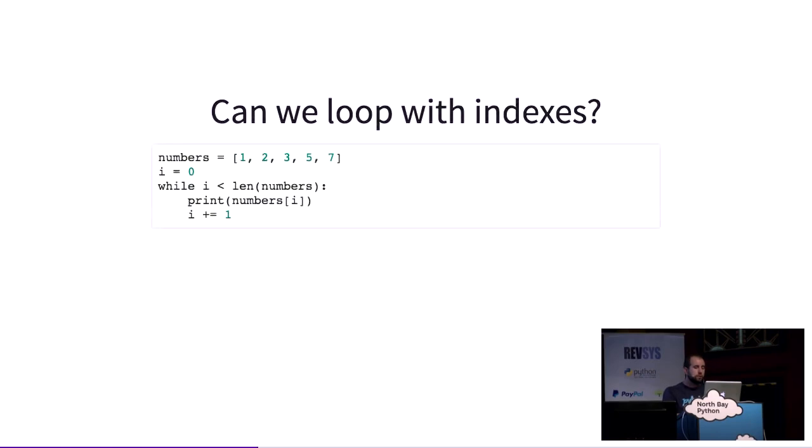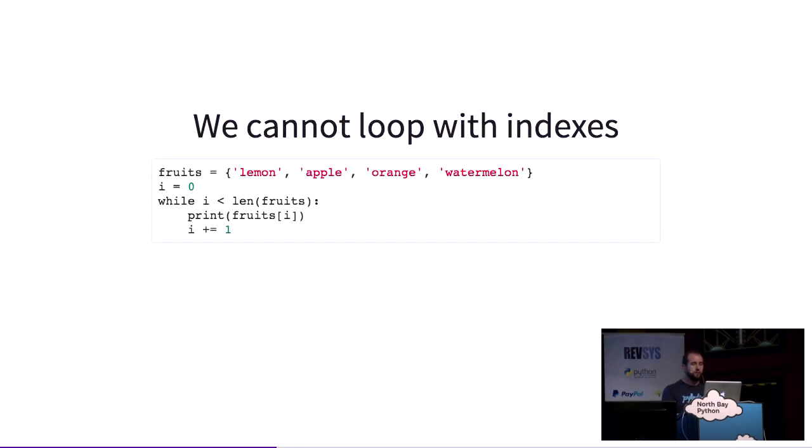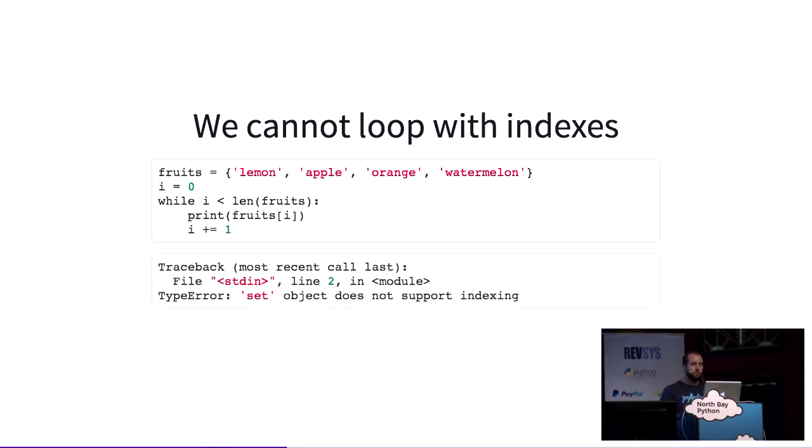So you might think that under the hood, Python's for loops use indexes. Here we are manually looping over an iterable using a while loop and indexes. This works for lists, but it won't work for everything. This way of looping actually only works for sequences. This will not work for all iterables. For example, this doesn't work for sets. If we try to manually loop over a set using indexes, we will get an error. Sets are not sequences. They do not support indexing.